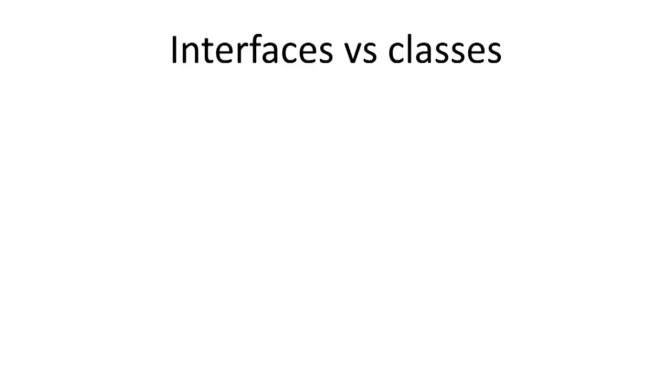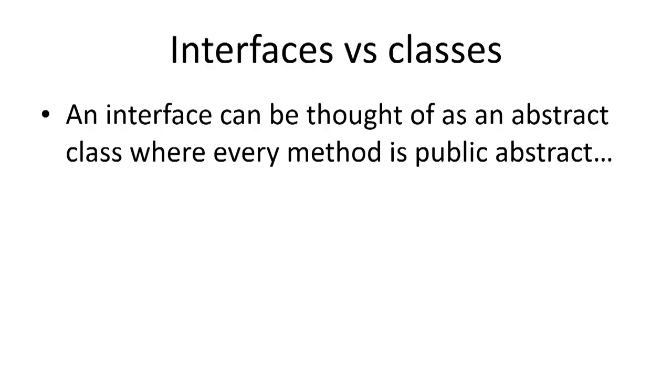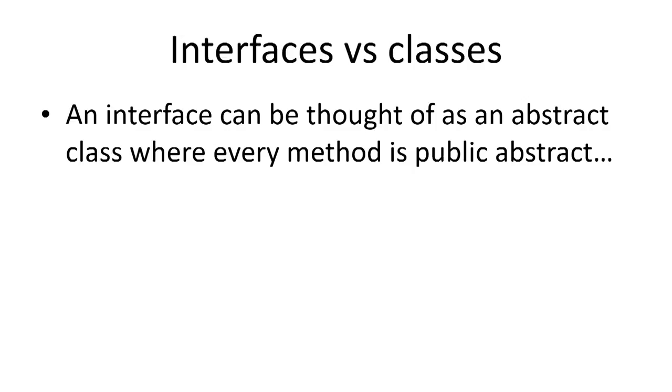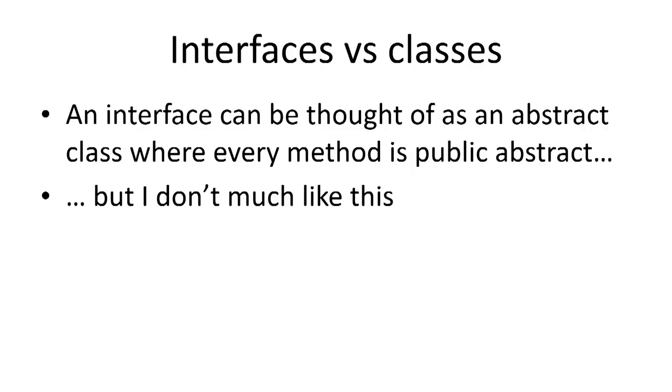So let me talk about what's the difference between an interface and a class, and then we'll look at some examples. You can think of an interface as kind of like an abstract class, except that it has no fields, and it has no constructor, and every method in it is an abstract method, and every property in it is an abstract property, and so on. That is actually not how I like to think about interfaces.